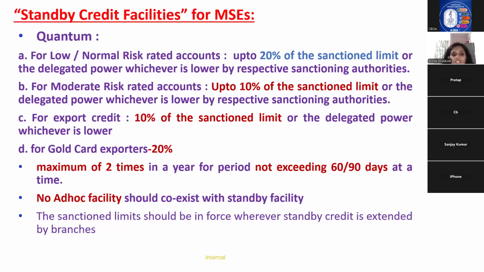The sanction limit should be enforced wherever standby credit is extended by the branches. It should not be expired. Remember, normally in low and normal risk, it has to be 20%. And if it is moderate, then 10%, export again 10%, gold card export 20%. No ad hoc should be there. Maximum of 2 times in a year for a period not exceeding 60 or 90 days at a time.